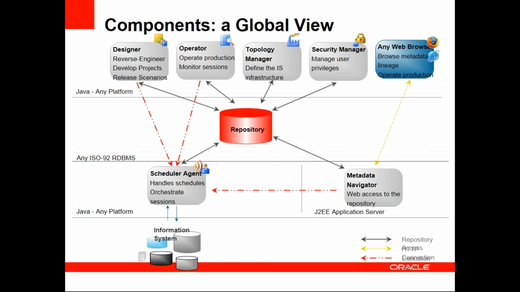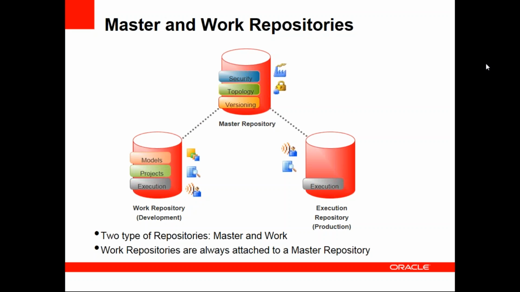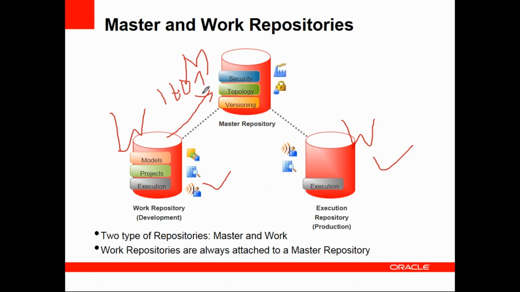See, if you have a look at this one, this is the master repository and this one is the work repository, and this is also a work repository. This is the development work repository, this is a production work repository. See, a work repository can connect to only one master repository. Here it is a one-to-one relation. But from master repository to work repository, this should be a one-to-many relation.